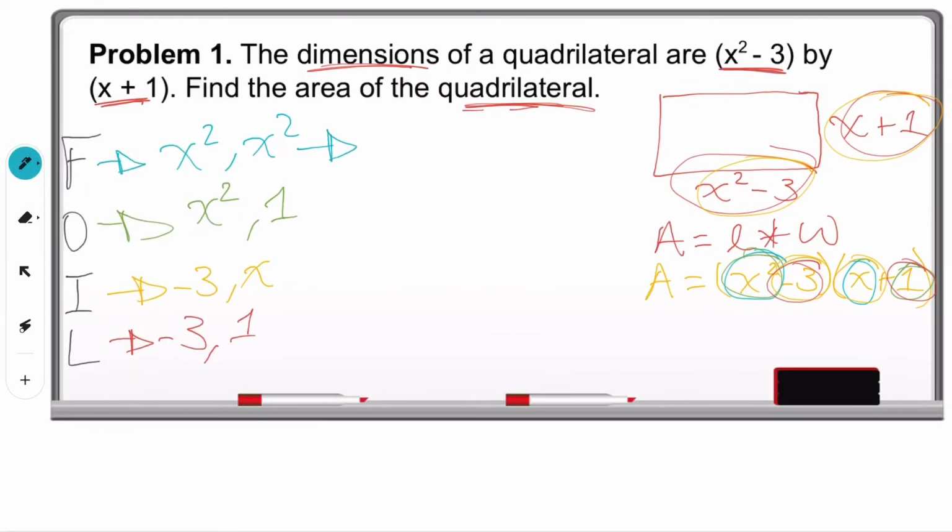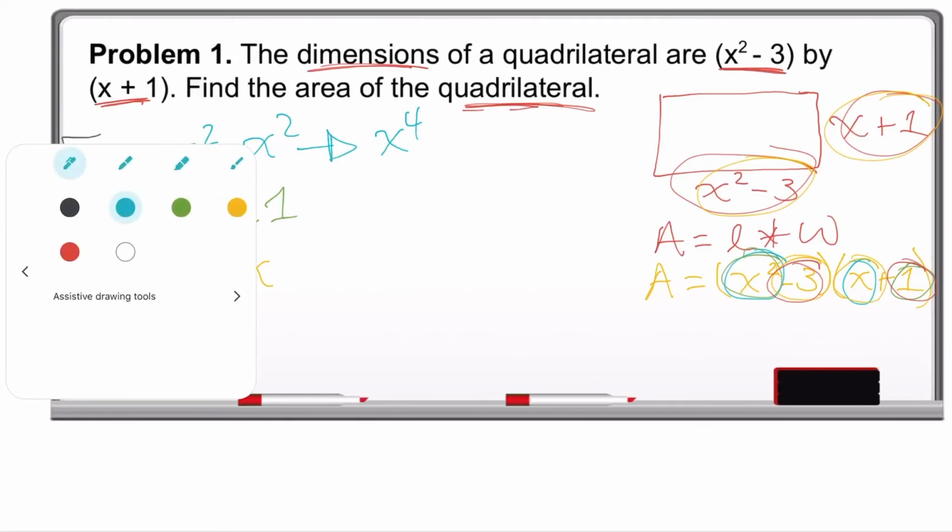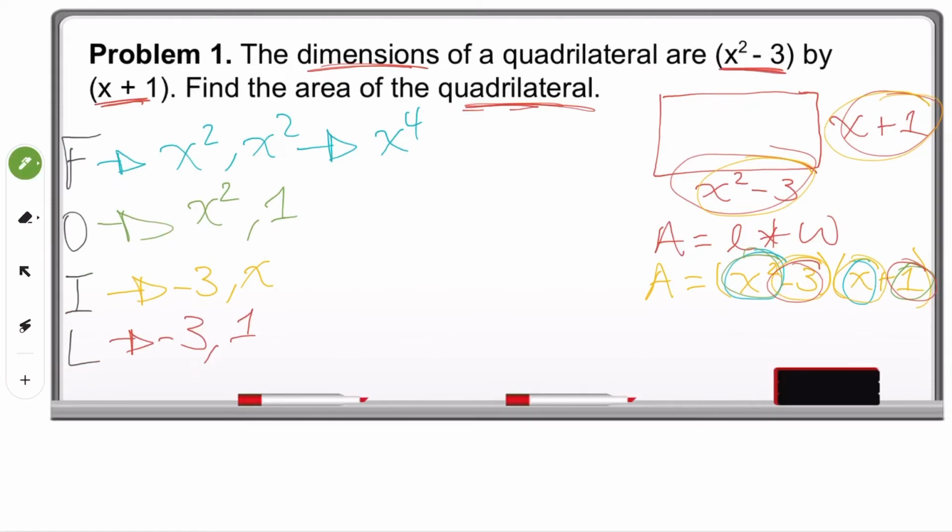So I'm going to go down the list and multiply each pair of terms together, starting with our first terms. X squared times x squared is positive x to the higher power of 4. We know this because when we're multiplying two numbers with the same base, we keep the base the same and we just add our exponents together. 2 plus 2 is 4. Now on to our outside terms, we have x squared times 1, which is just positive x squared. If you have a coefficient of 1, you do not have to write the 1 because 1 times anything is itself.